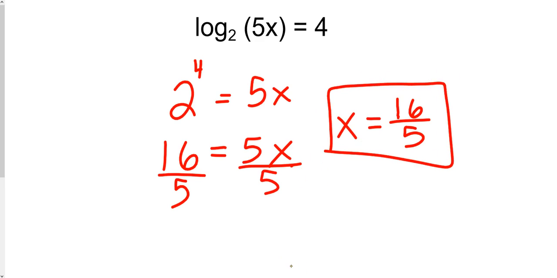Again, all this stuff is just like the stuff that we did in 6.3 and 6.4. They're just throwing it at you again. Okay?